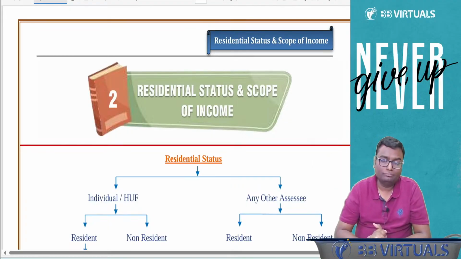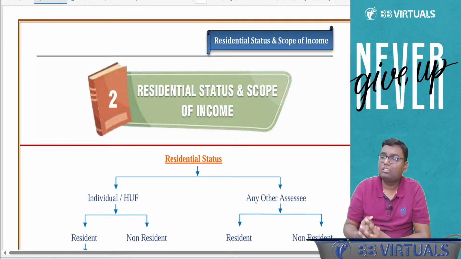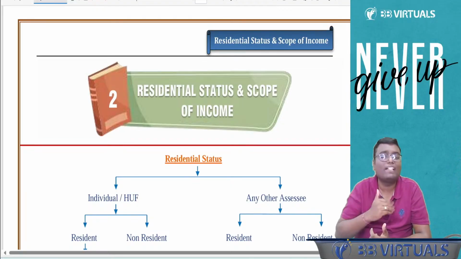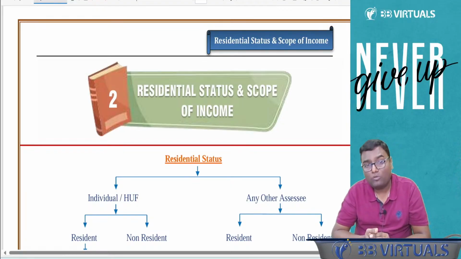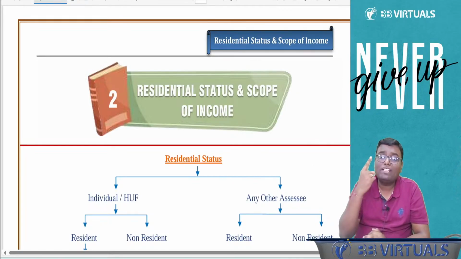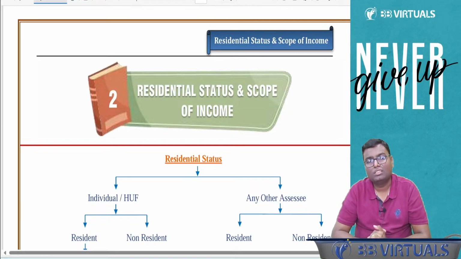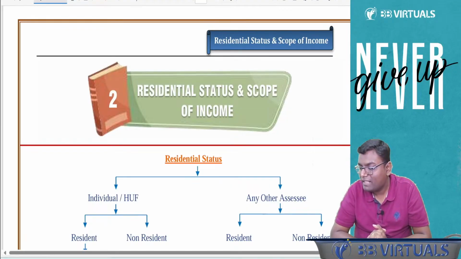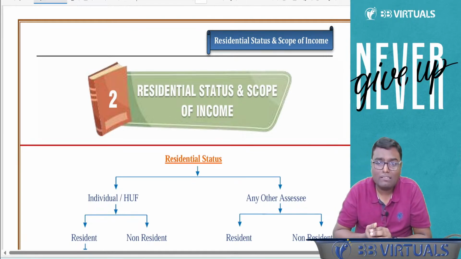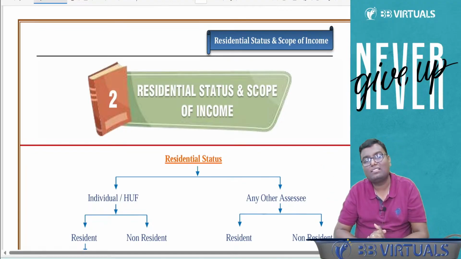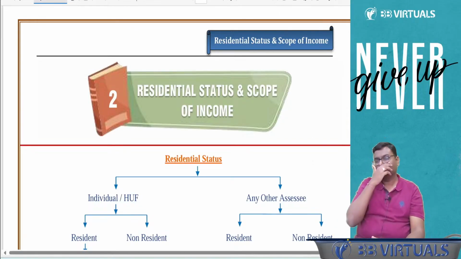Now, first of all, when we saw the first chapter, we saw a particular process, we saw a particular hierarchy. And in that hierarchy, we saw the very first step was determining residential status. See, it is very important to decide residential status of any person because due to residential status, the calculation methods will change, tax rates will change. So first, obviously, we have to decide residential status.